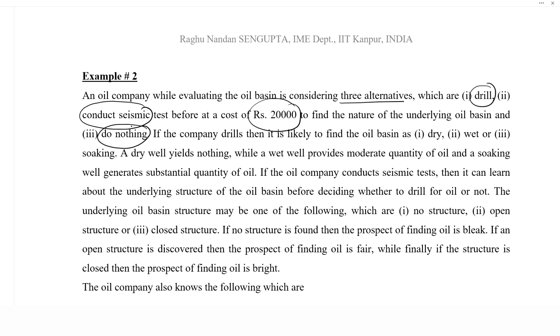If the company drills, then it is likely to find the oil basin of three types: it is dry, wet or soaking. A dry well yields nothing, because it is totally dry, which means the chance or the quantity of finding oil is almost 0.